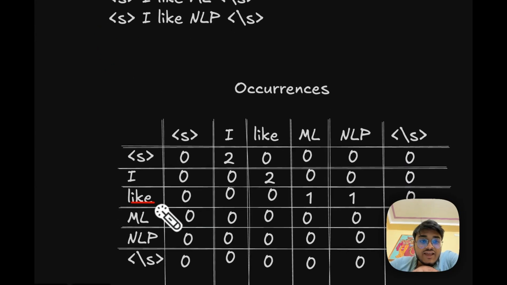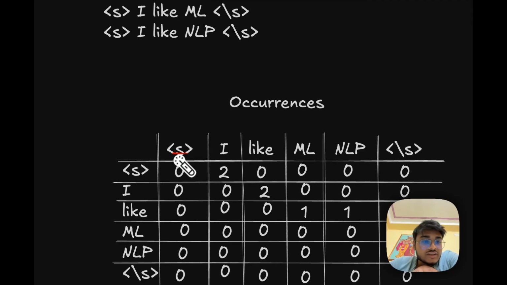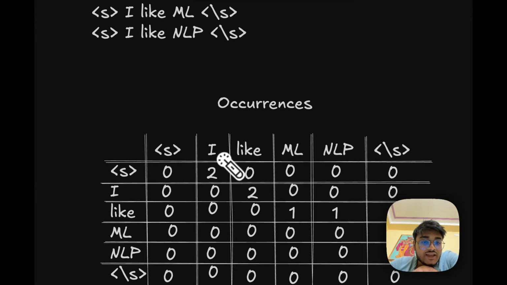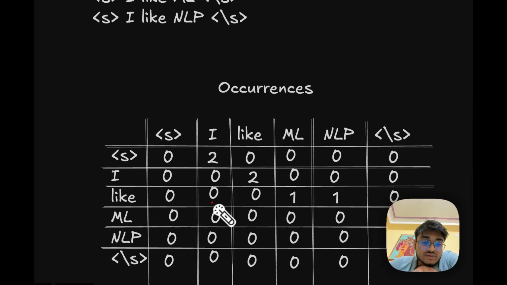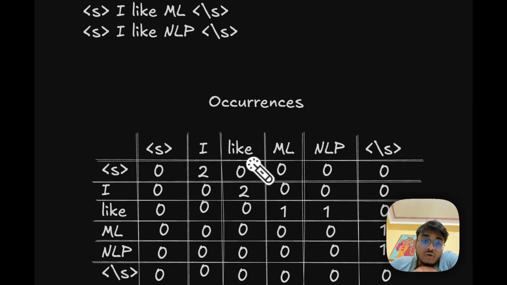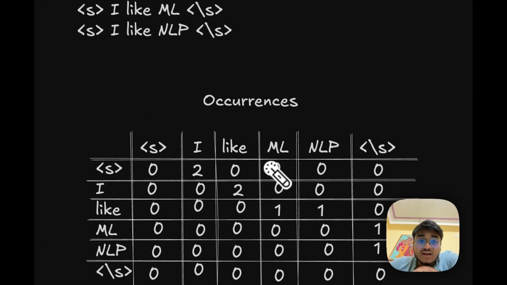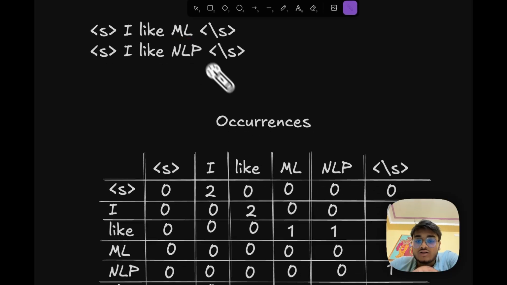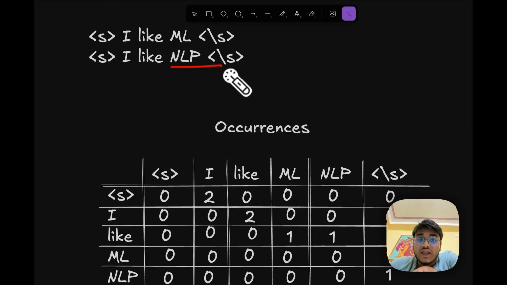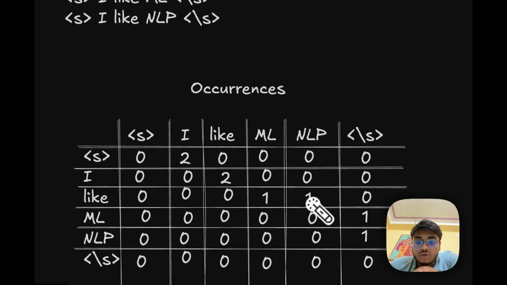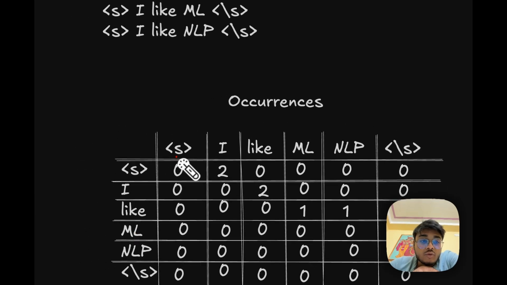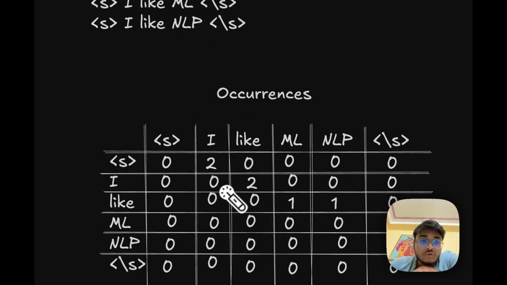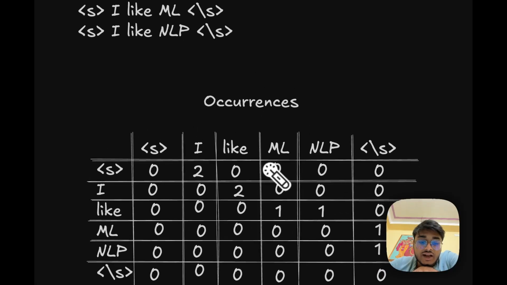Remember, everything I'm calculating is from these 2 corpus. Okay, like coming after the start of the sentence is also 0. Like coming before I is 0. Like coming before like is 0. Like coming before ML is 1. Like coming before NLP is 1. So I'm putting it right here. ML coming before S is 0. ML coming before I is 0. ML coming before like is 0.